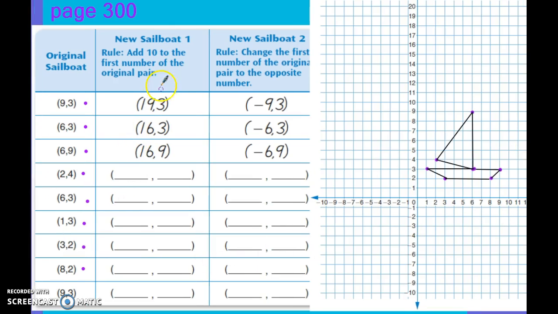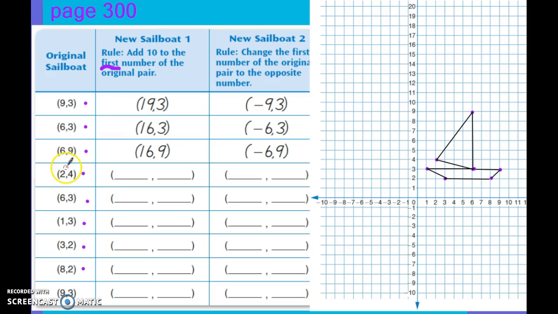Now, if I take a look at sailboat 1, this time I'm just going to be running over much further, and it's going to make my sailboat look just a little bit different. And so you'll go ahead and do that one. But the rule here, you can see, is add 10 to the first number in the original ordered pair. So this word original is important over here. We're going to keep coming back to that. So if you were to continue this, they added 10 to 9 and got 19, 3. They added 10 and got 16, 3. So we're adding it to that first number each time.